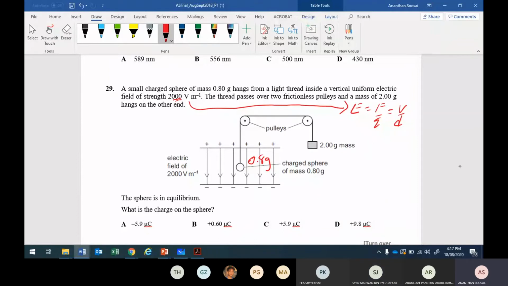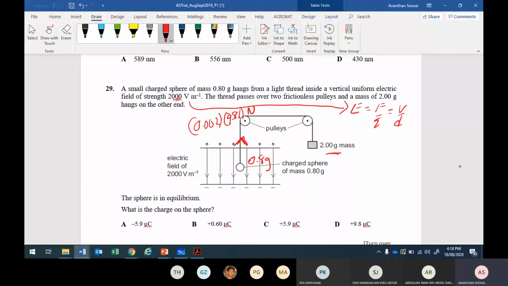The thread passes over the two frictionless pulleys, and the mass is 2 gram. This pulley system is nothing, trying to confuse you. Actually, what is the force acting up? How much is the weight of this mass? It's mg, 0.002 times 9.81, right? 9.81 Newton is the force acting up, trying to pull up.